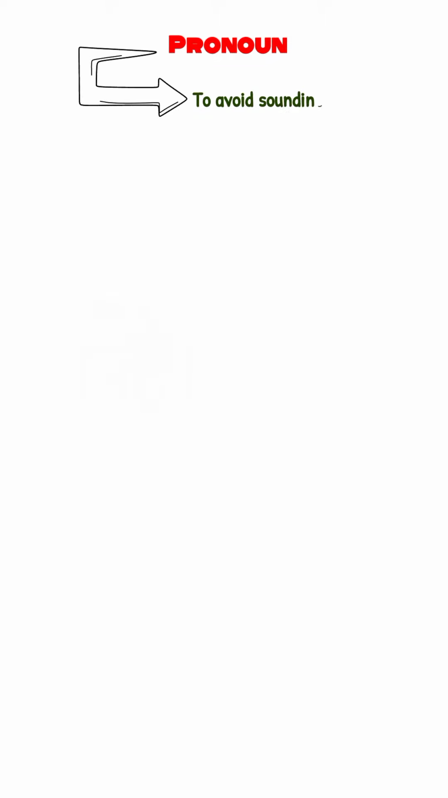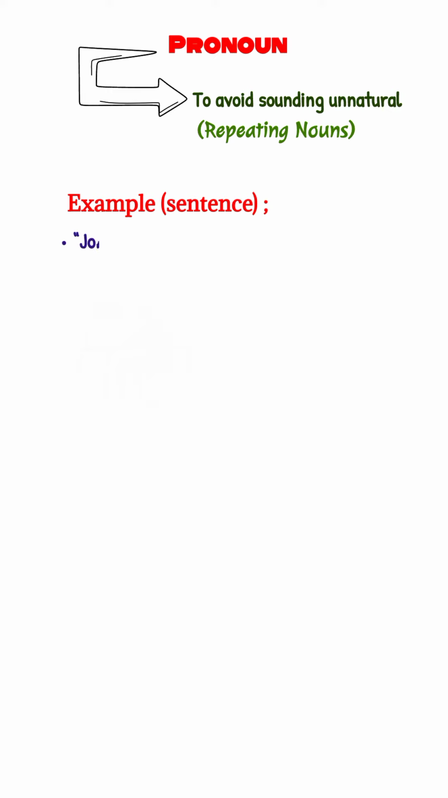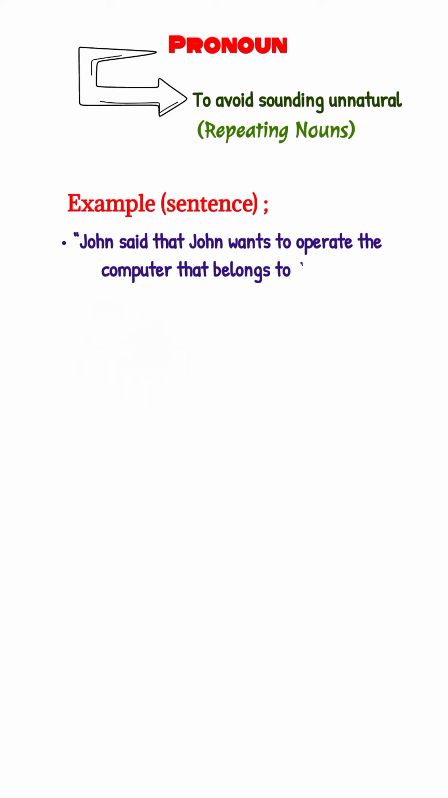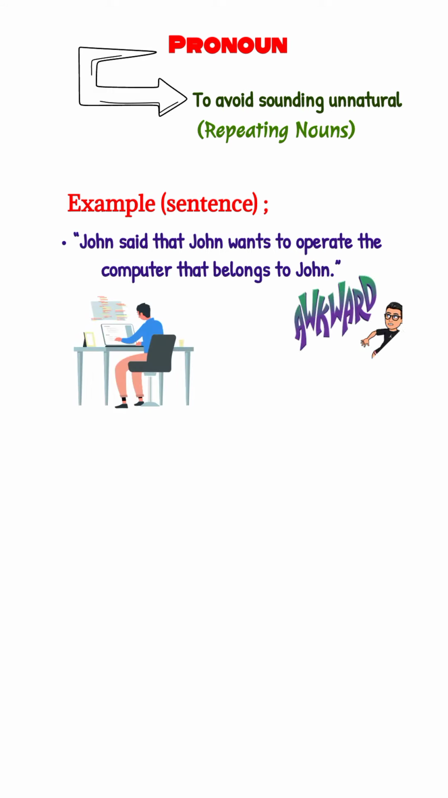We commonly use pronouns in speech and writing to avoid sounding unnatural and repetitive by reusing the same noun in a sentence multiple times. For example, John said that John wants to operate the computer that belongs to John. The sentence is awkward because John is repeated so many times.